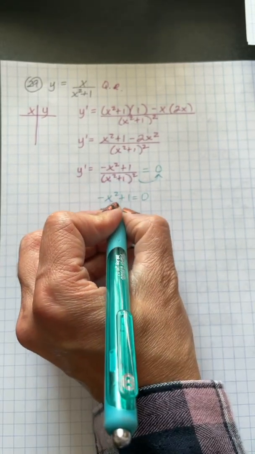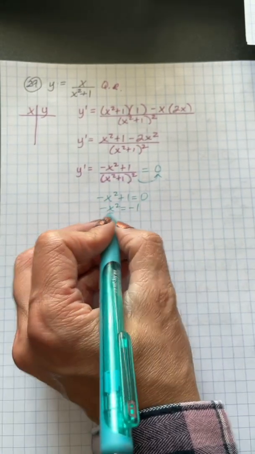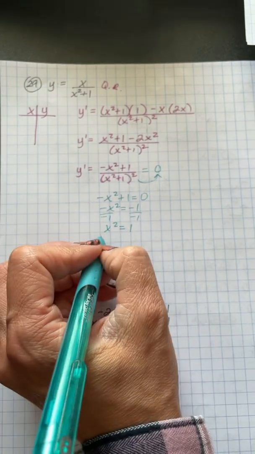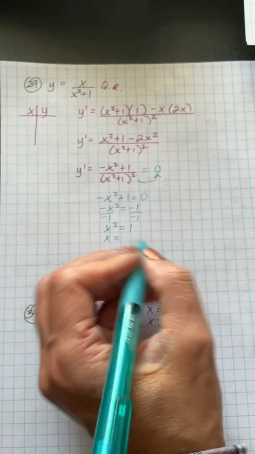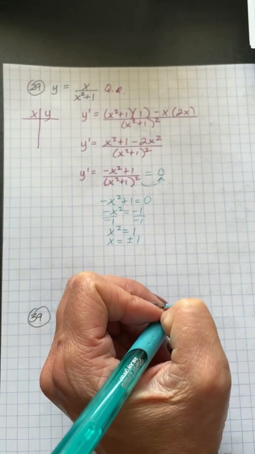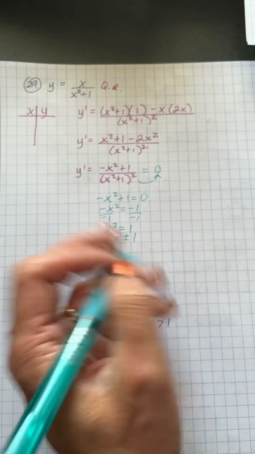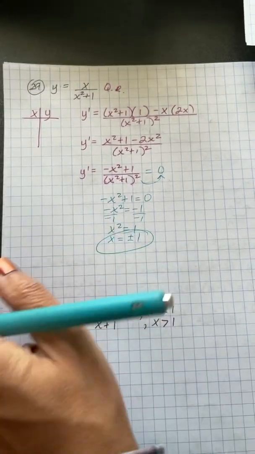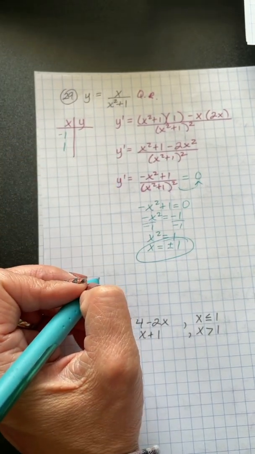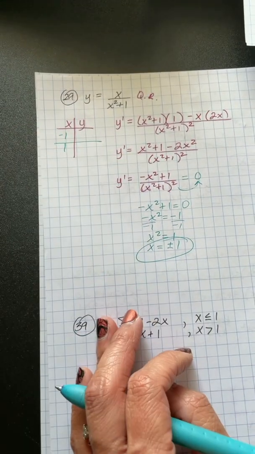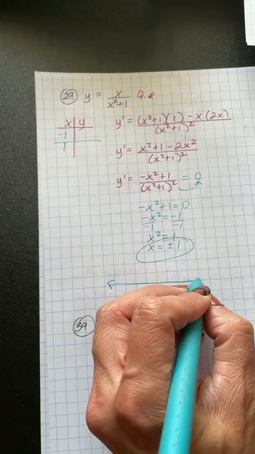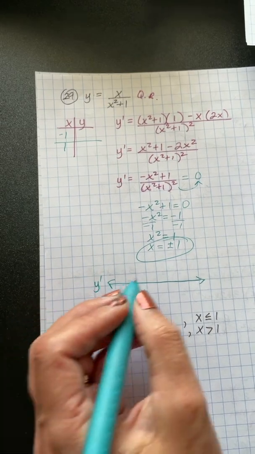Subtract the 1. Divide by that -1. And then square root it. So whenever we take a square root and we're solving for a variable, we get plus or minus whatever that square root is, and square root of 1 is 1. So I have x equals +1 and -1. So I only have 2 critical values to try here. So -1 and a +1. Always put the smaller one first. Okay, and let's do a little number line graph of our derivatives of the slopes.